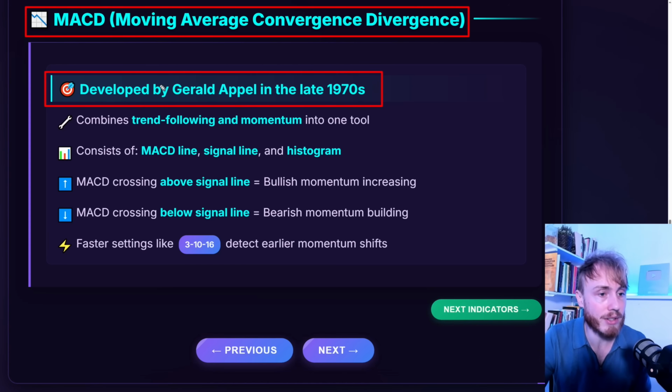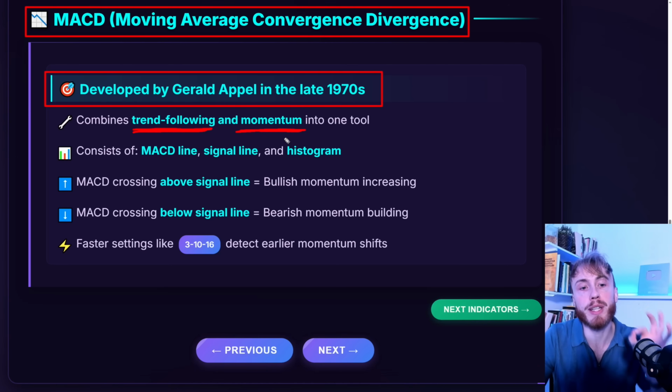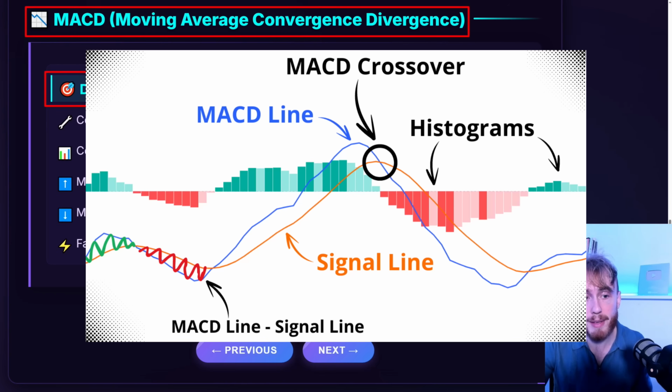And this right here is just like the RSI. It is a momentum indicator, but it can also be used as a trend following indicator. But I mainly use it as a momentum indicator. I think it's a great momentum indicator. But how does it work? Well, the MACD actually consists of three different things. It consists of the MACD line, the signal line, and the histogram.